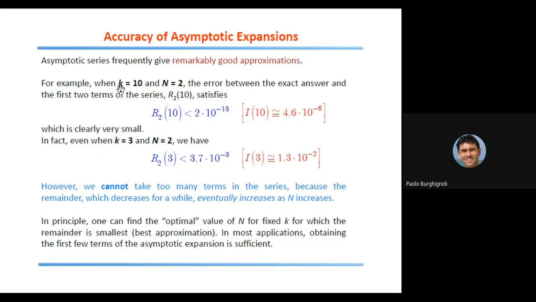But even if the large parameter k is, after all, not so large, for example, if you consider k equal to 3, which we would not say is a large number, still, in this case, of course, things go worse. But they are not so much worse. For example, the remainder is of the order of 10 to minus 3, whereas the exact answer is of the order of 10 to minus 2. So you still get some 10% accuracy with just two terms, even for a parameter k, which should be in principle large, but it is not so large in practice.